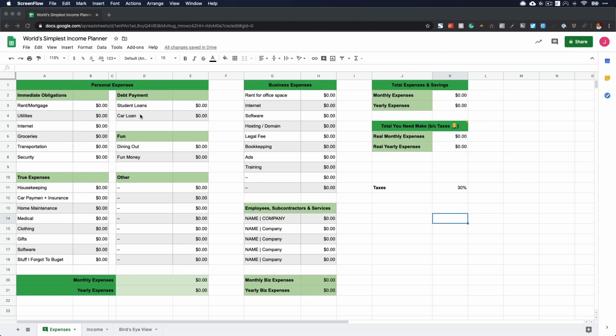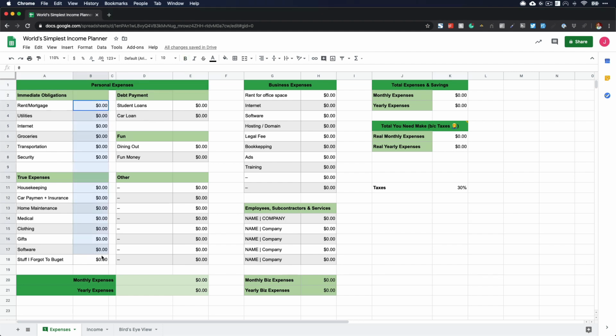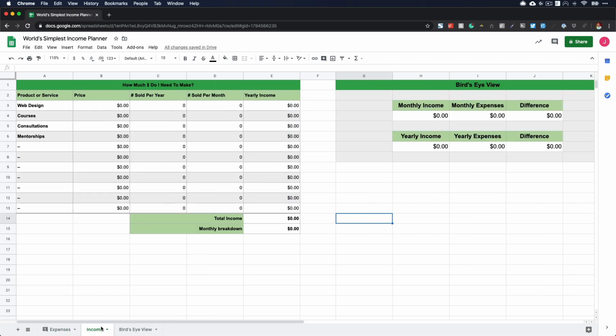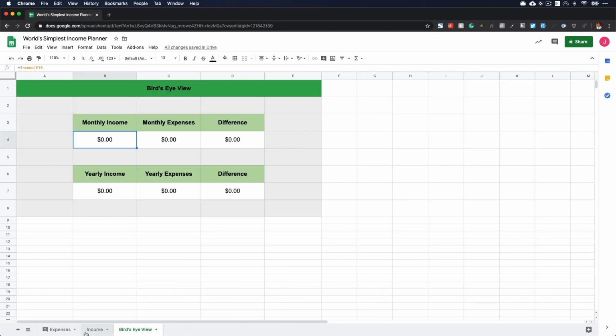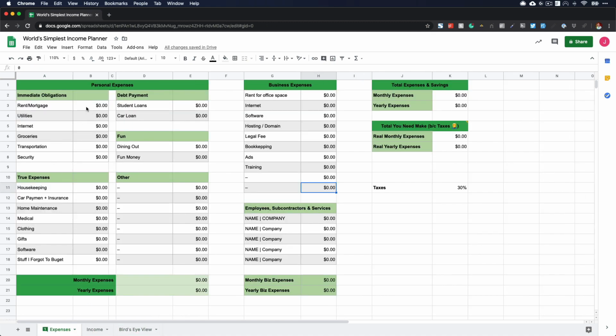So here's how this works. You first detect all your personal expenses and all your business expenses. Then you plan out how much you're going to charge for your services depending on your monthly and yearly expenses. Finally, you'll have a bird's eye view of everything you're going to be making and everything you're going to be spending. Cool? So that said, how does this work?